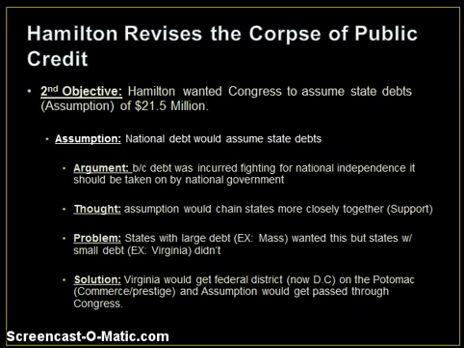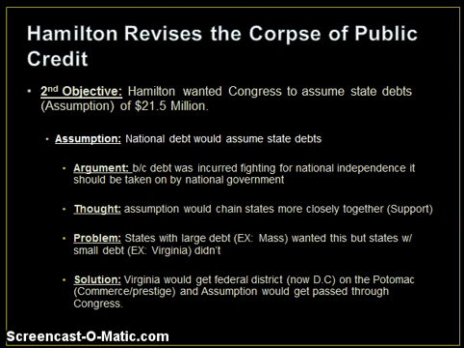Hamilton's second objective kind of goes along with the first one because it involves state debt. It is called assumption, in which the national government is going to assume state debt, or kind of take it on as its own burden. The argument here is that because debt was incurred fighting for national independence, it should be taken on by the national government. This is the argument of the northern states, states with large debt, because that's primarily where the fighting occurred.